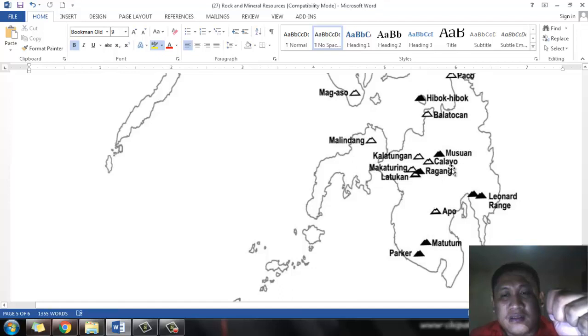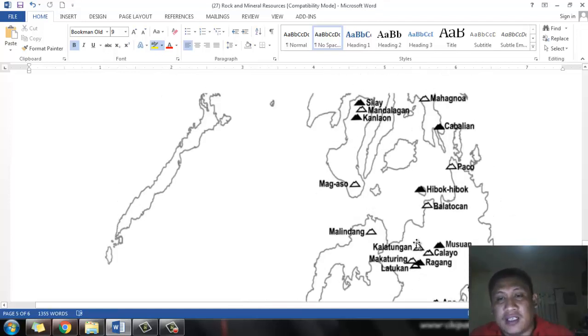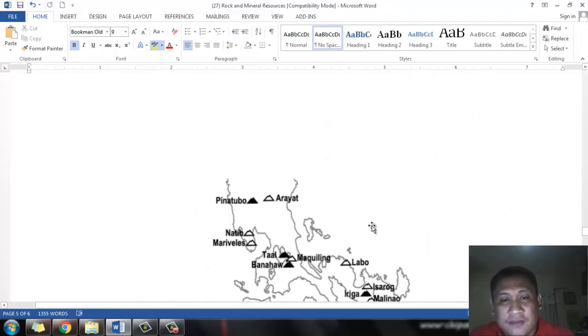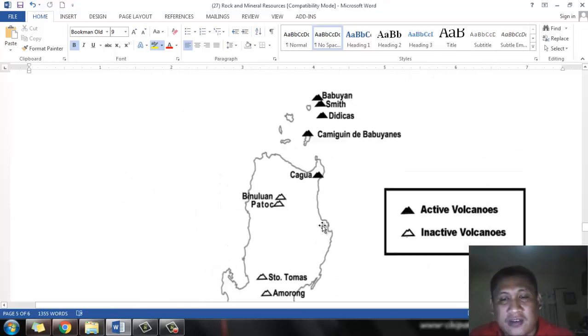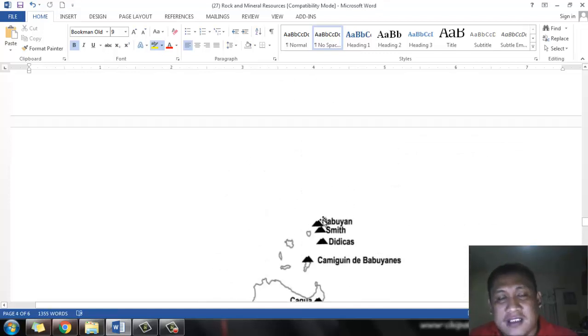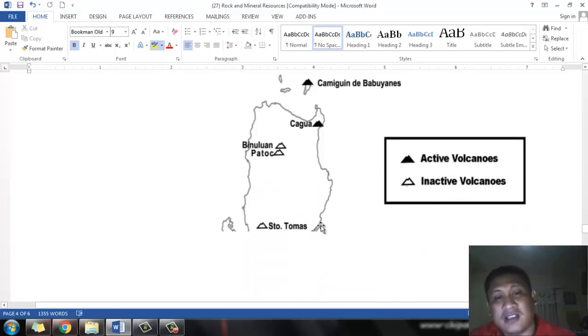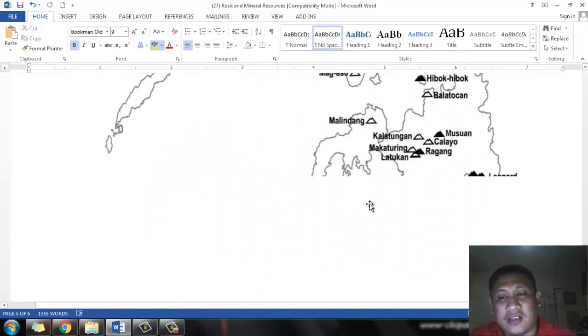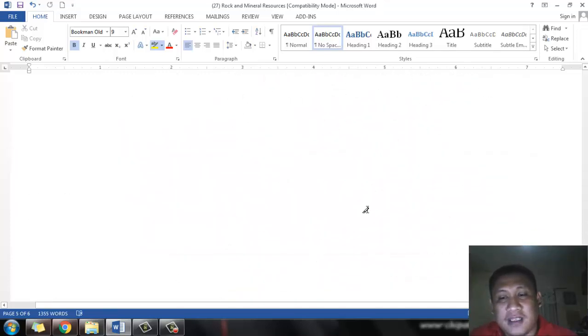These are actually many, Mount Apo, inactive volcano, Parker, Matutum. So you can actually look into the map and you can find lots of these volcanoes. If you locate the volcanoes and the trenches, that is where there are very many mineral deposits. So see the relationship. So you can look into this map in the end.